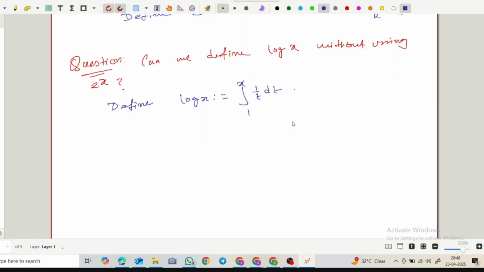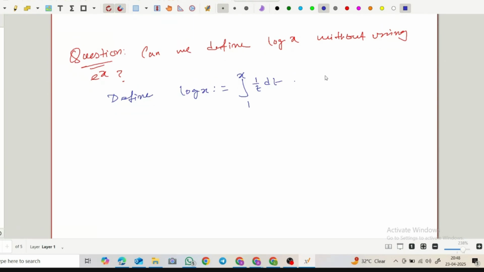We all know that the integration will be log x, right? But there are things we need to check. First, we need to check whether this is the inverse of e to the power x or not, because you can just define it as log x and then it should agree with our usual notion of log x. We have to show that indeed this is the inverse of e to the power x. You can see the differentiable part is there, because of the way we have defined it, the continuity, differentiability, everything is there, right?